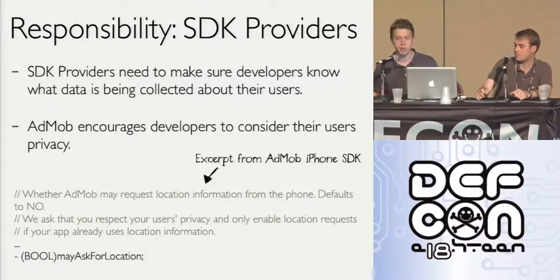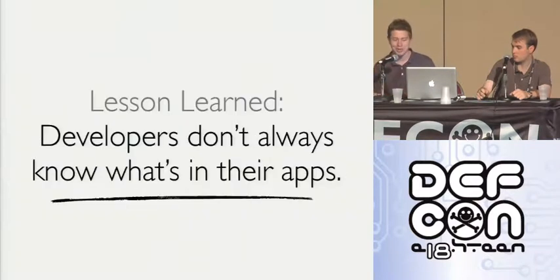So one SDK in particular, we want to tip our hat to them, AdMob. They've actually done a really good job in helping educate their developers on what data they're accessing. So specifically, the AdMob SDK defaults location collection on iPhone to false, and they encourage their developers to think about what the ramifications of gathering location are. I would love all SDKs to be this up front and encourage their developers to think about things this way. So the lesson we learned here is developers don't always know what's in their apps. And we want to encourage people, if you're developing mobile applications, to really look closely at what sort of data you're collecting personally and what sort of data the third-party libraries you're bringing in are collecting.